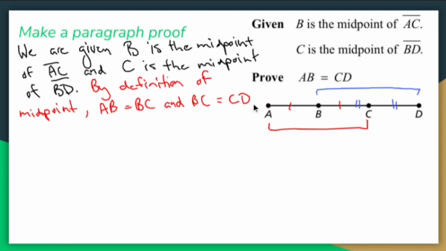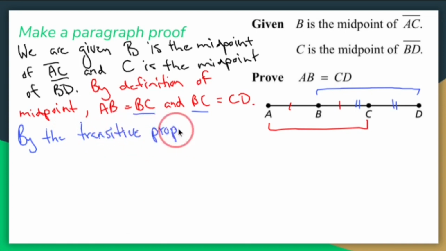Now you're going to love this because this proof is done after this sentence. If AB is BC and BC is CD, then by the transitive property, AB is CD. So let's say that by the transitive property, AB is CD. And that's it.